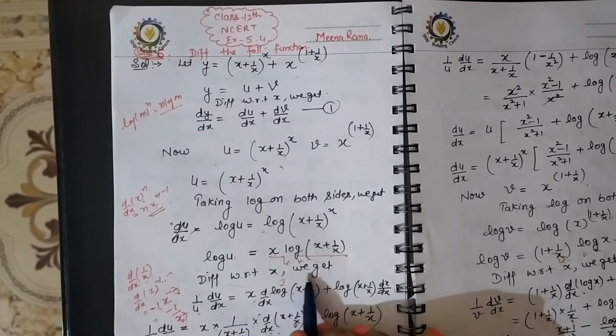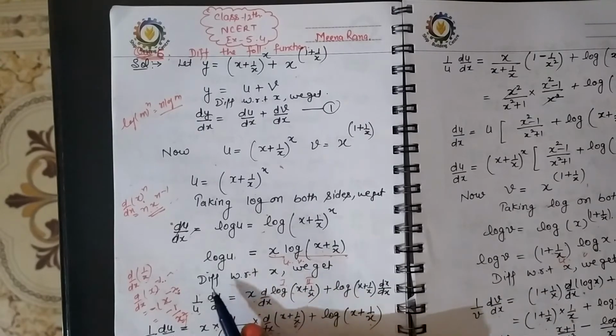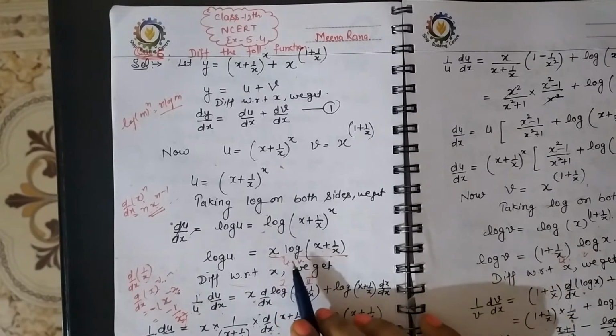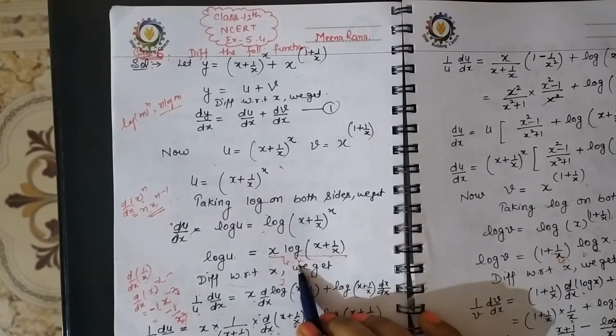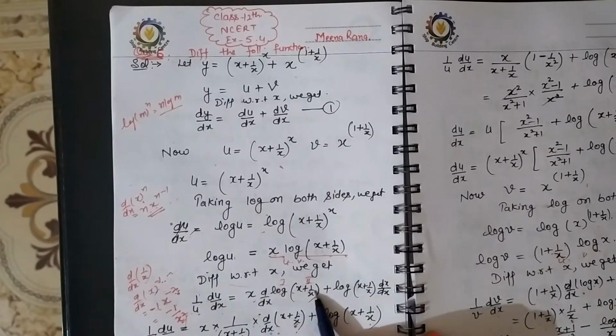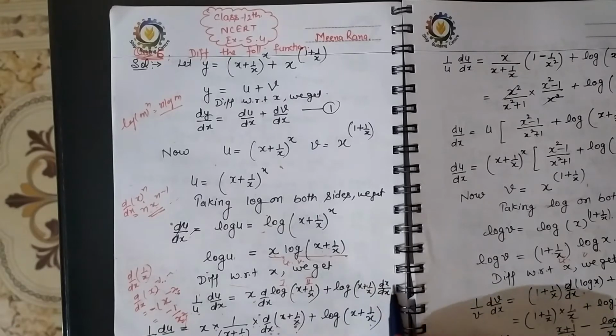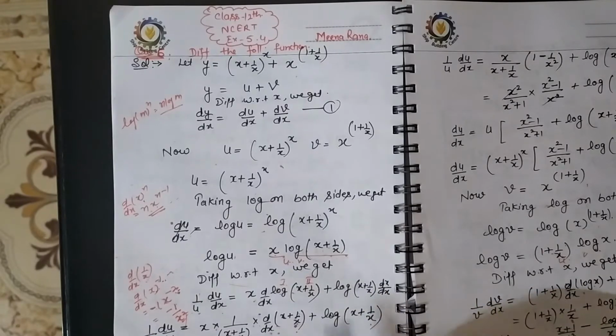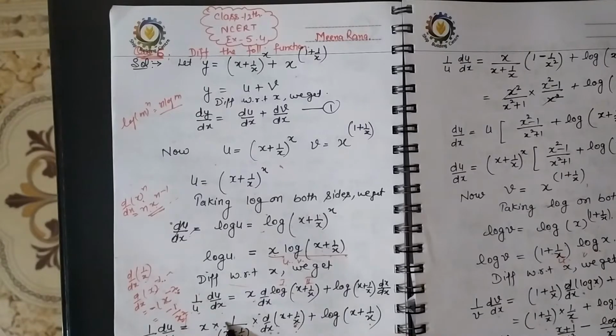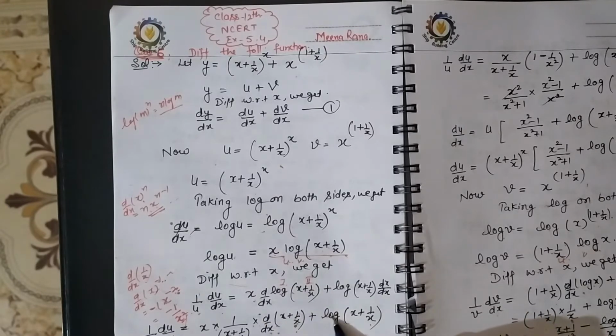Now differentiate with respect to x. Derivative of log u is 1 by u du by dx, is equal to, there are two functions, using product rule, that is u into v, so u derivative of second function plus v derivative of first function. Okay, so 1 by u du by dx, x into derivative of log. There are two functions. First function is log, second function is x plus 1 by x. So what is the derivative of log x? 1 by x, it becomes 1 upon (x plus 1 by x) into derivative of second function plus log of (x plus 1 by x), derivative of x is 1.